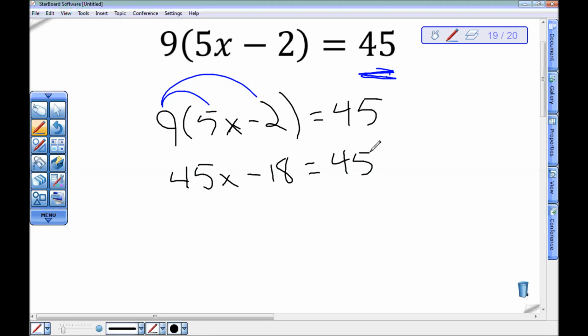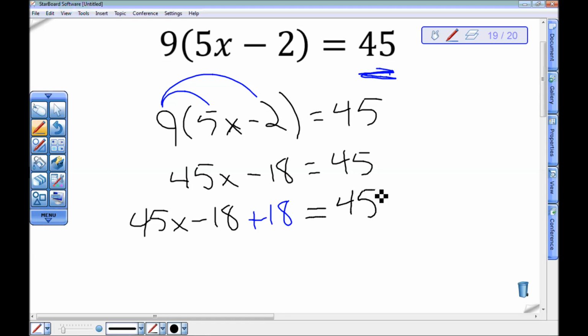Okay, step 2, collect all the variable terms on one side and all the constant terms on the other. Well, I already have all my variable terms together. They are right here. So what I really want to do is deal with this 18. I want him to go away. So I want him to go over to that side of the equation. So how am I going to do that? Well, I've got that additive property of equality, so I'm going to add 18 to both sides. Because 45x minus 18 plus 18 will give me just 45x.